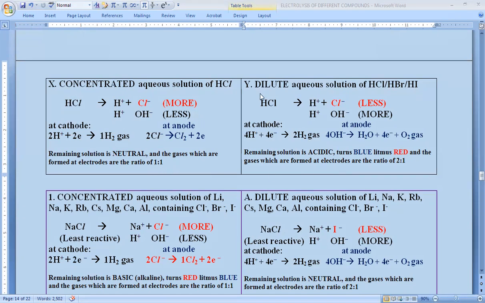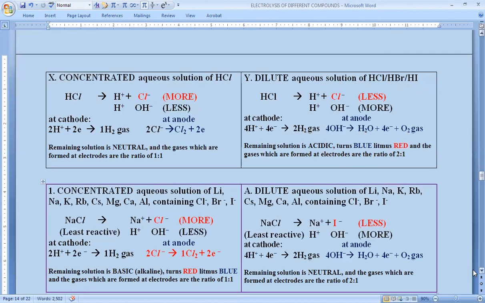But in a dilute aqueous solution of HCl, HBr, HI, or even if I use HNO3 or H2SO4, the result remains the same. The resulting solution is acidic. It turns blue litmus red, but the gases collected at cathode and anode are in the ratio of 2:1. Two parts hydrogen and one part oxygen gas.